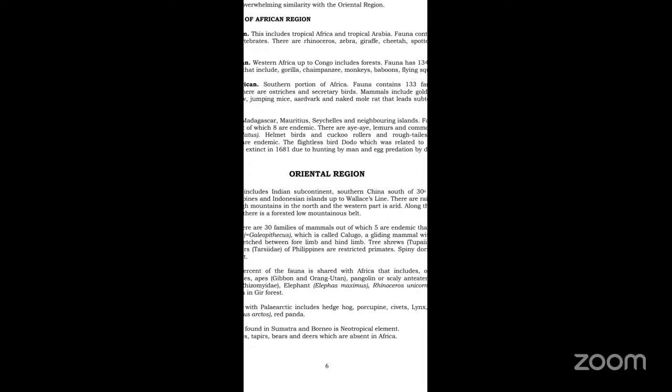Now, the vertebrate fauna is represented in the form of fishes, amphibians, reptiles, birds, as well as mammals. Coming to mammals, about 30 families of mammals are present, out of which 5 are endemic to this particular region. They include Galeopithecus, which is called the colugo, a gliding mammal with furred membranes stretched between the forelimb as well as the hind limb.